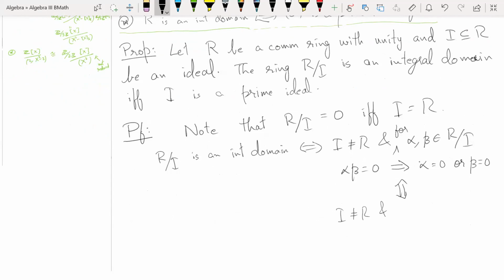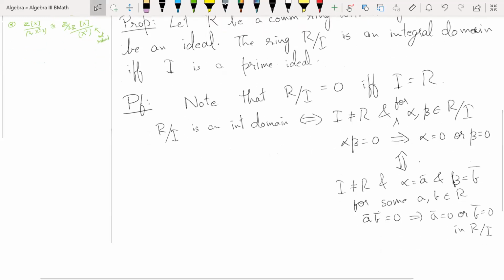And so alpha and beta are elements of R mod I. That means alpha is, let's say, A bar, and beta is B bar for some a, b in R. So we are given that A bar B bar equals 0 implies A bar equals 0 or B bar equals 0 in R mod I. So these are all elements of R mod I, and 0 is 0 in R mod I. So what does it mean to say A bar B bar is 0 in R mod I? A bar B bar is the same as the class of ab.